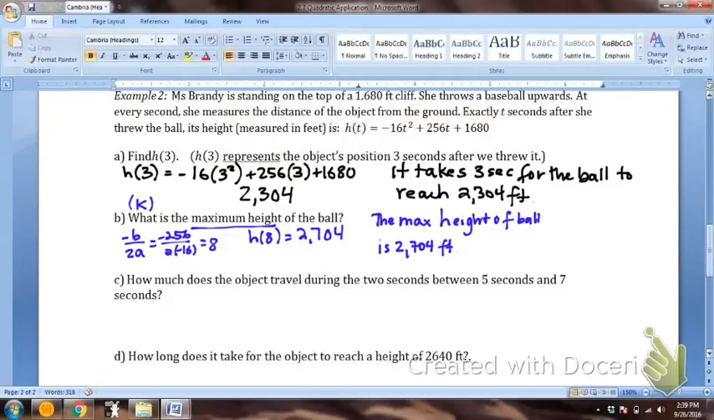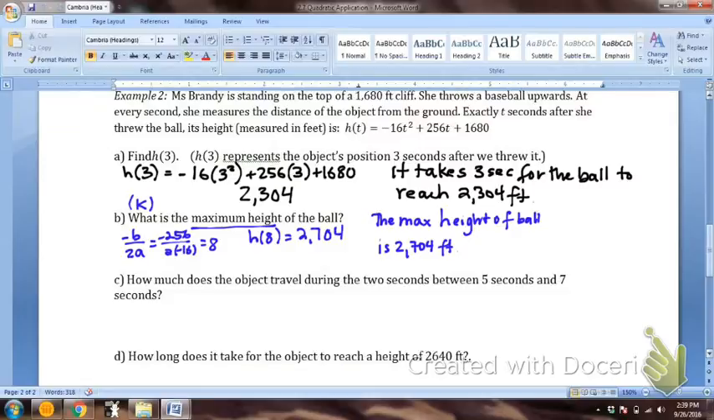Let's do letter C now. How much does the object travel during the 2 seconds between 5 seconds and 7 seconds? This is kind of a loaded question. Anybody have an idea how we might start this one? Wouldn't add the 7 and the 5 together. Josh? Well, since we already know how long it was, 3 seconds after they drew, can you just double that? But is it happening at the same speed each time? Every second, is it going at the same speed?